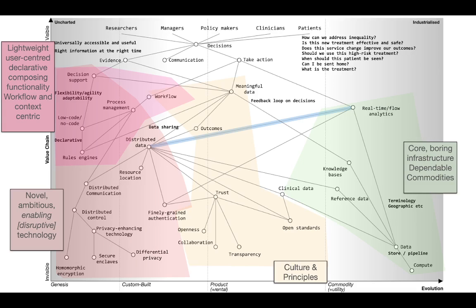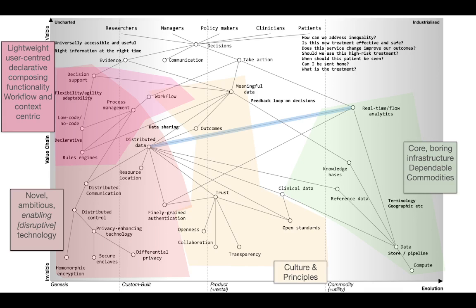I think if we're going to really place outcomes and trust and distributed data at the heart of the health of the nation, then we need these novel, ambitious, and enabling technologies which are going to disrupt the current market for electronic health records. Because if this work is distributed, we've broken the lock of organisations, and we're focusing back on our clinicians and patients together making decisions that are right for them.